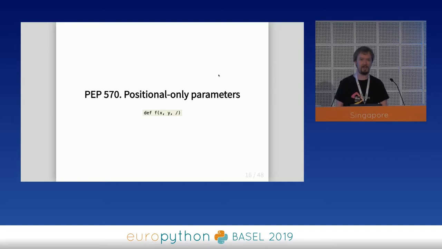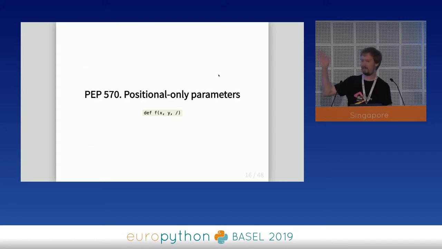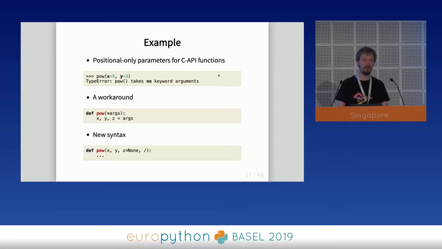The next thing, also related to the new changes in the syntax, is positional-only parameters. It looks like that, with the slash. The idea is as follows. In the Python C API, there were always functions that accepted only positional arguments. For example, this pow function, the built-in from the standard library: you cannot pass your arguments by name, even though the documentation for this function specifies the names of the arguments, just because that's how it's implemented in the C API.